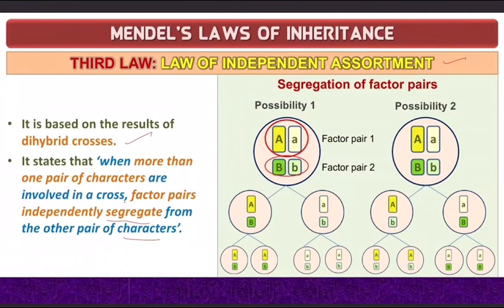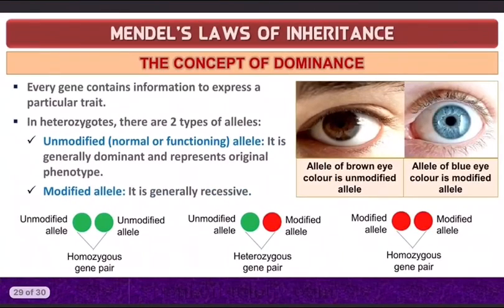So it is based on the results of dihybrid crosses. And based on this, the law of independent assortment has come. Segregation and reassortment. It states that when more than one pair of characters are involved in a cross, factor pairs independently segregate from the other pair of characters. So that's how the characters segregated and new combinations have been formed. These are the various segregation factors.